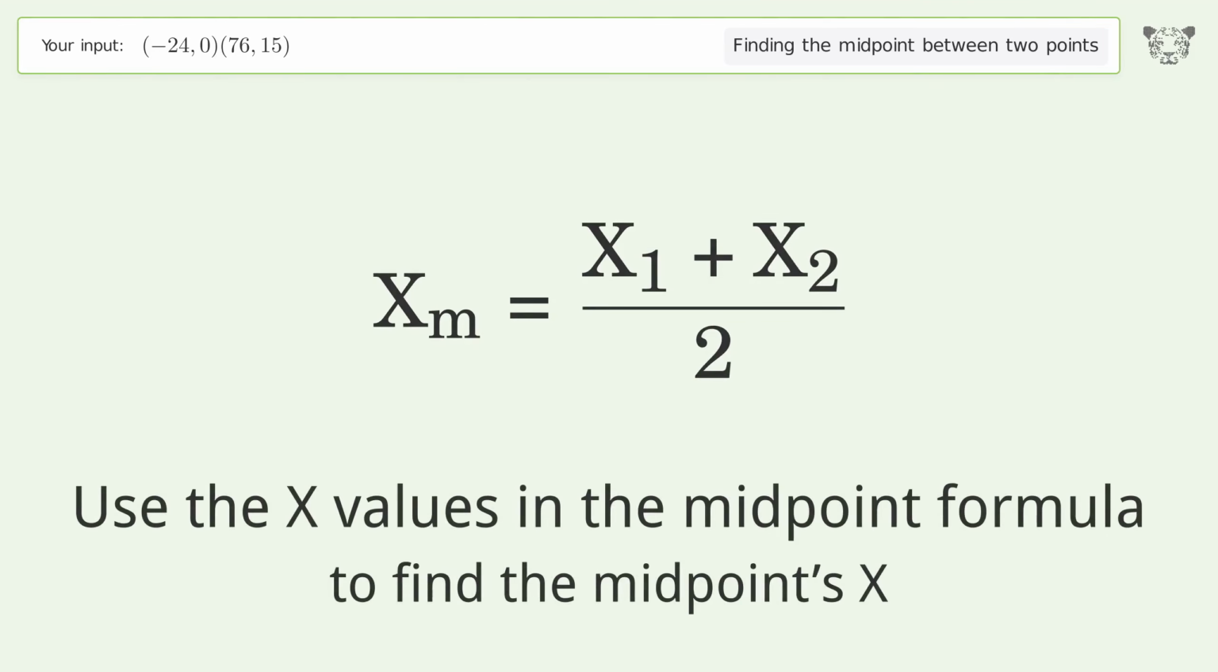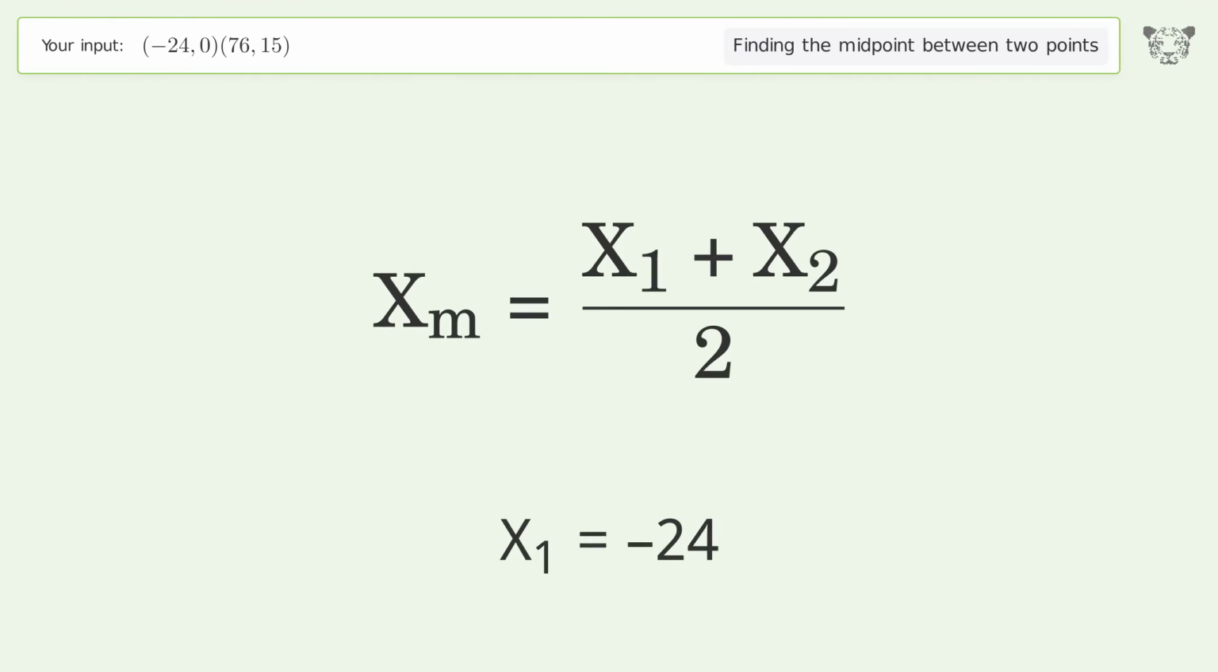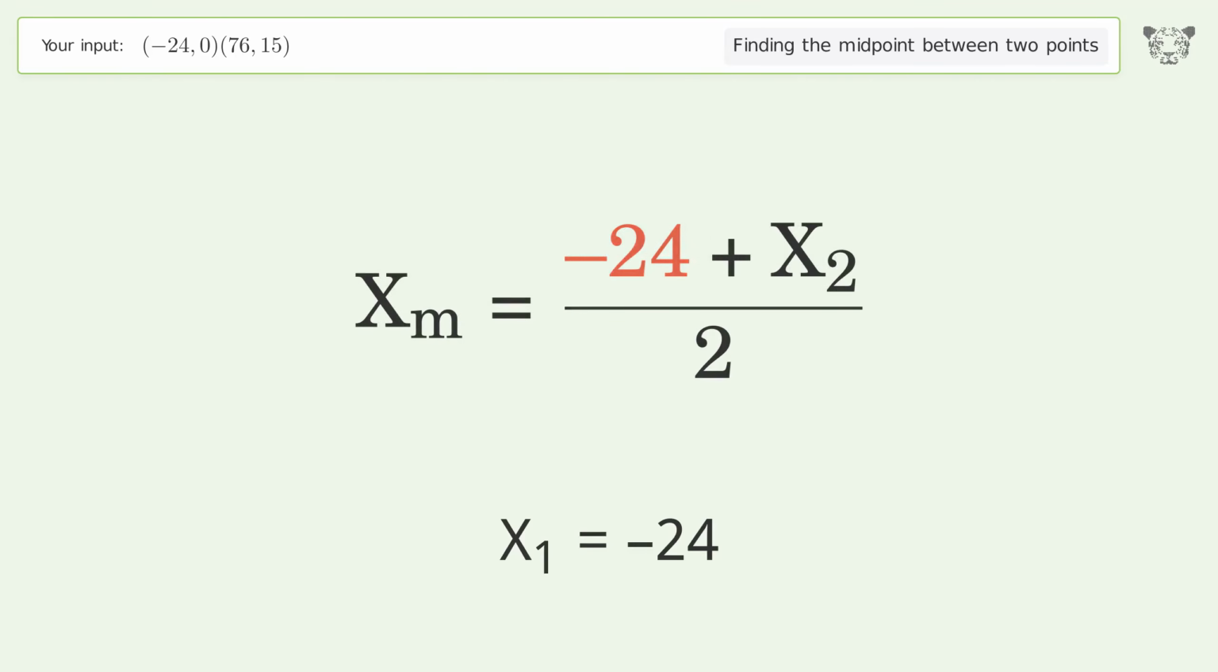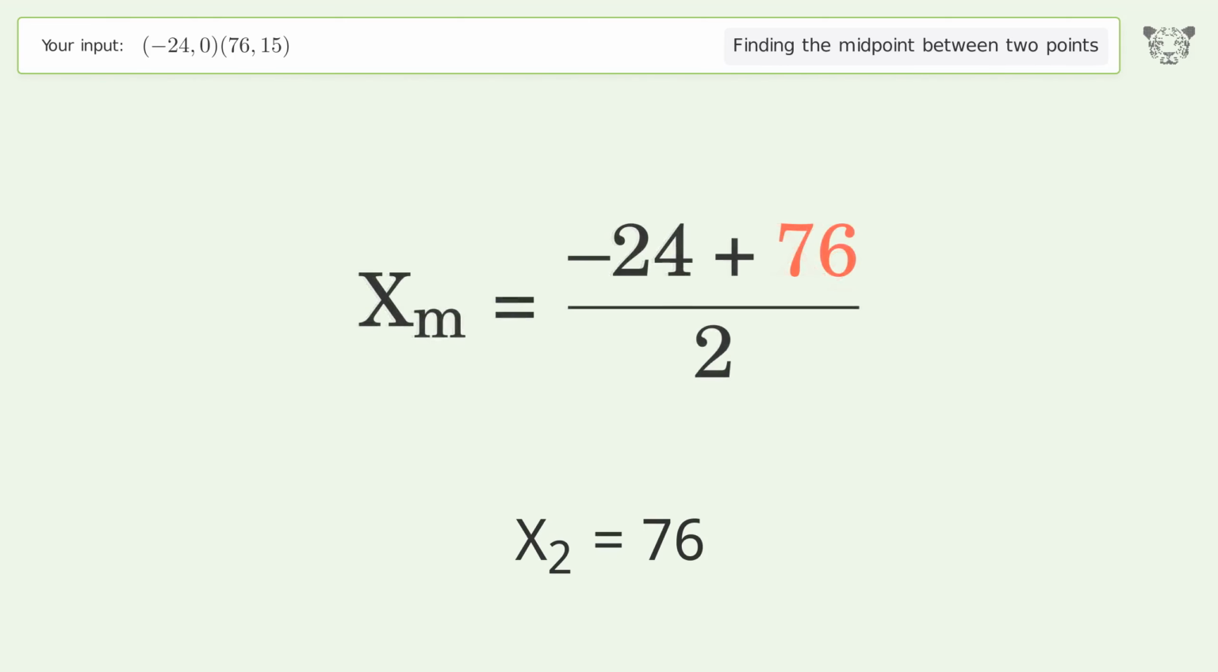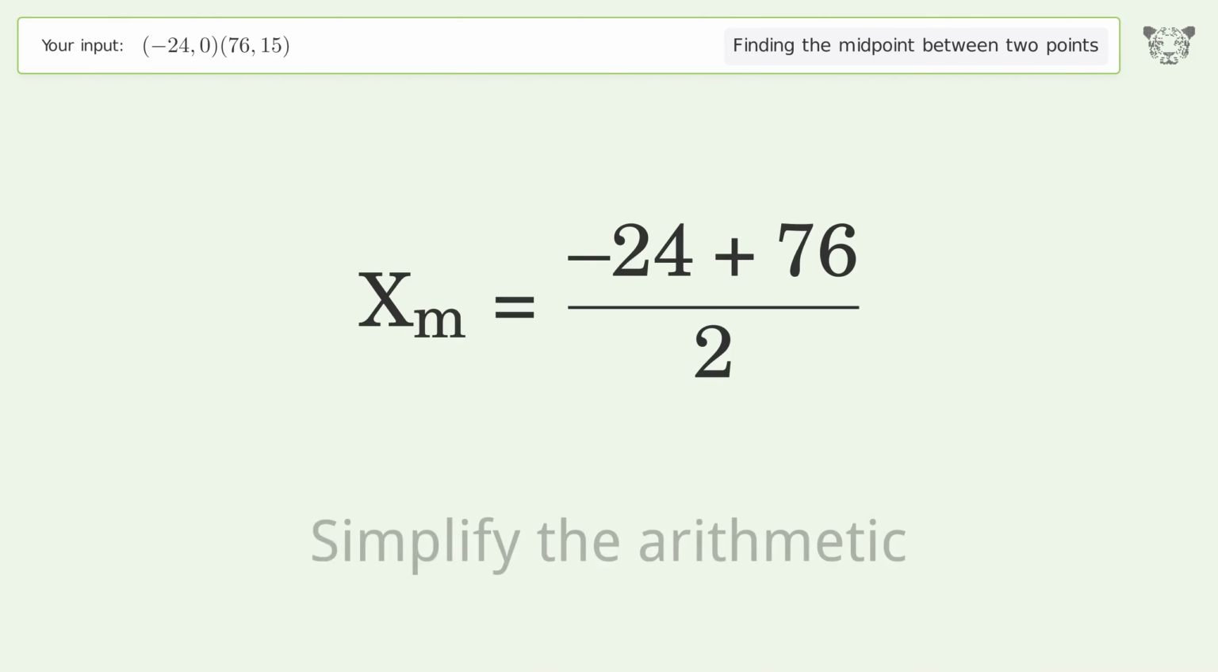Use the x values in the midpoint formula to find the midpoint's x. x1 equals -24. x2 equals 76. Simplify the arithmetic.